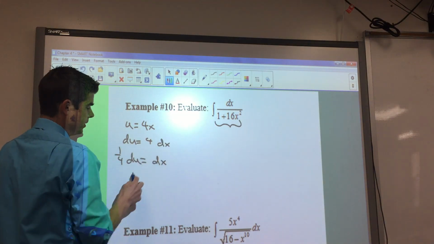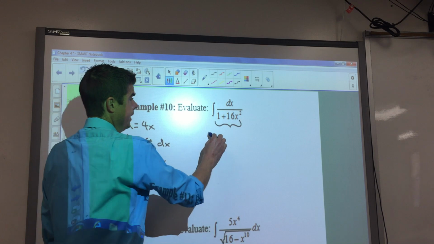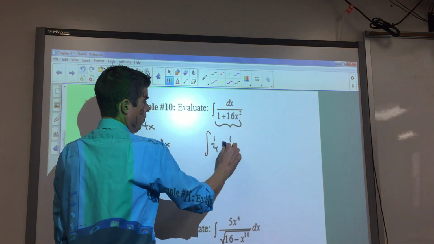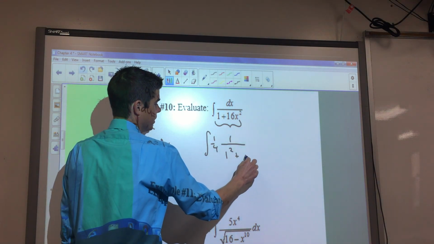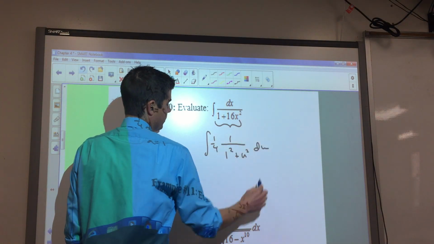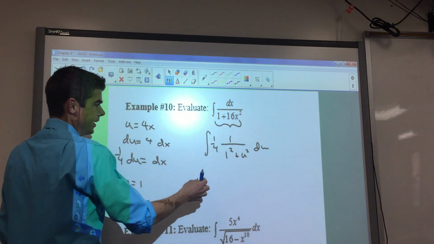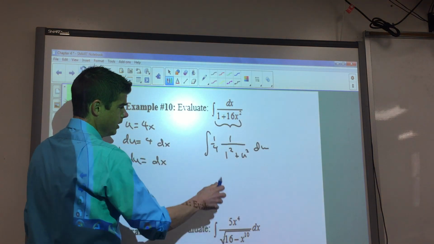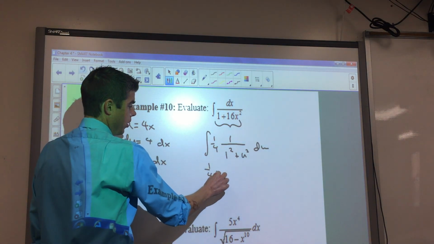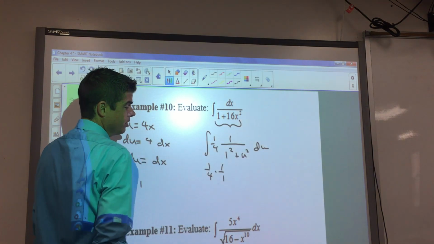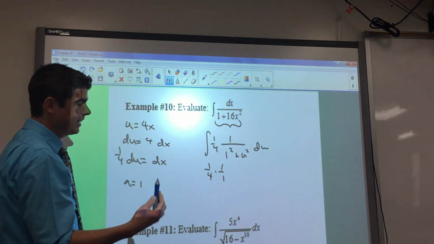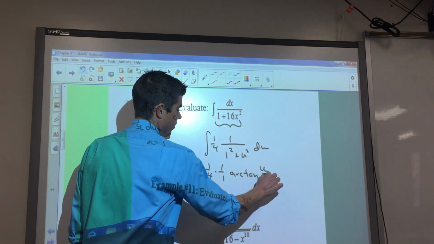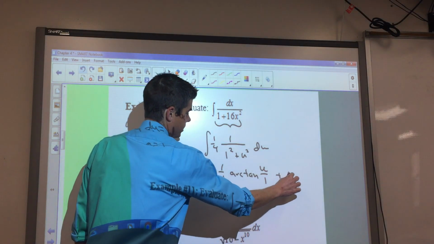And then 1 squared is 1, so my a value is 1. So I can rewrite this as the antiderivative of 1/4 of 1 over 1 squared plus u squared du. And this is, again, the characteristic shape or structure of arc tangent. So we have 1/4. Now arc tangent comes with a 1 over a. So I'm going to put that 1 over 1 just to emphasize that I know that that's there. And then I have arc tangent of u over a, which is a 1, plus c.